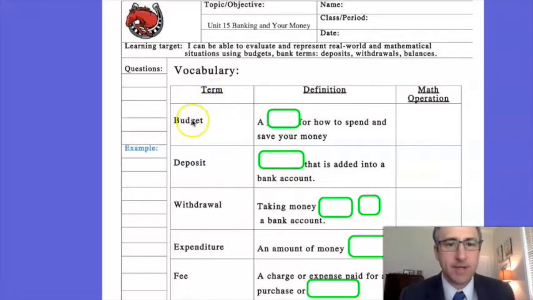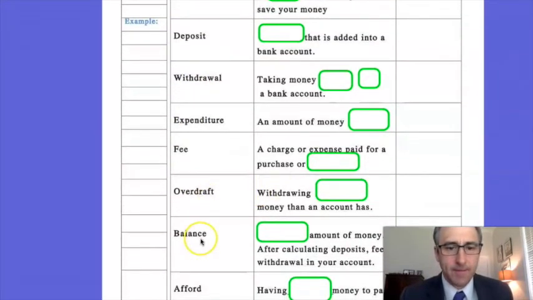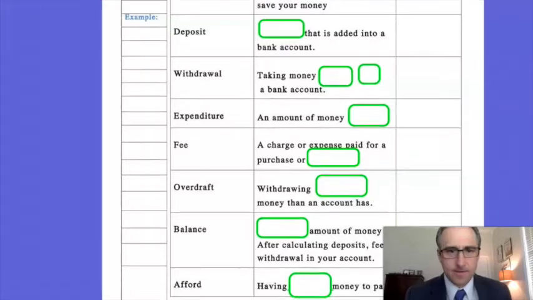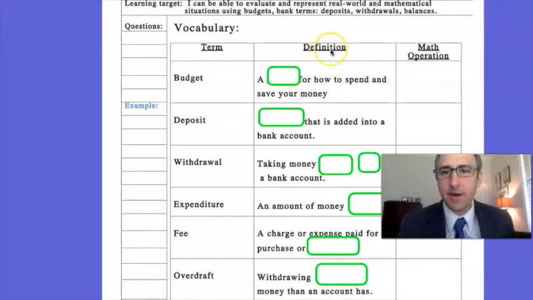Our first term is budget, followed by deposit, withdrawal, expenditure, fee, overdraft, balance, and afford. We're going to discuss these terms, talk about their definitions, and if they have a math operation that goes with it, we will label it on the side.